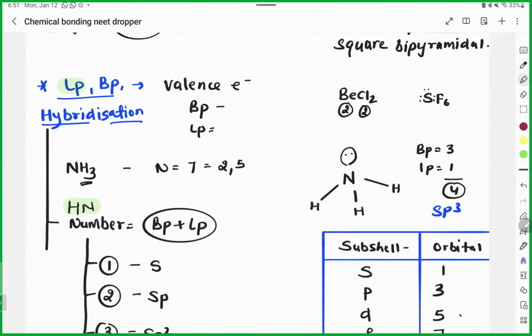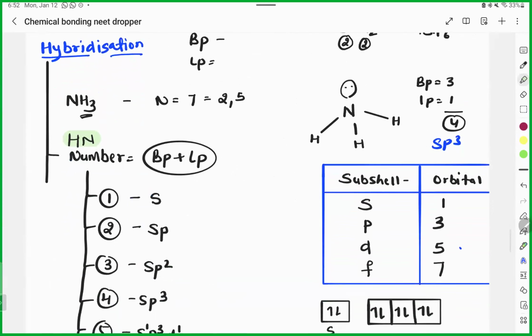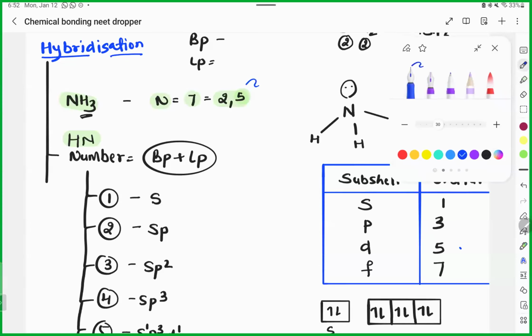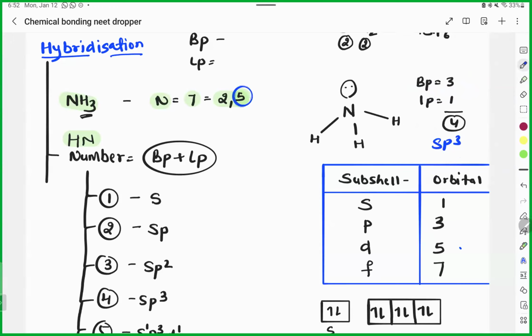I already said कि here we will talk about lone pair and bond pair. Together you will get the hybridization number, and this hybridization number will decide your hybridization. Example, in case of ammonia, you know nitrogen atomic number is 7, first shell 2, second shell 5 electrons. So in this case what will happen? The outermost shell has a total of 5 electrons, valence electrons 5.